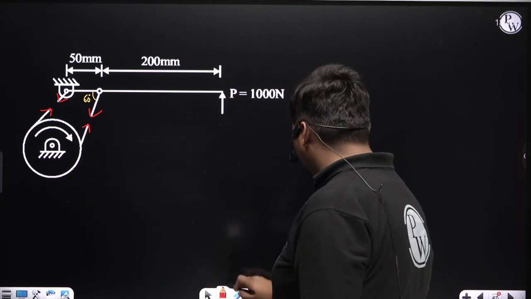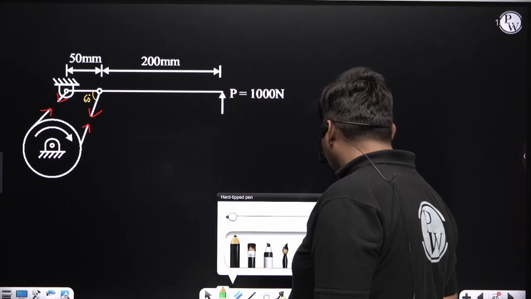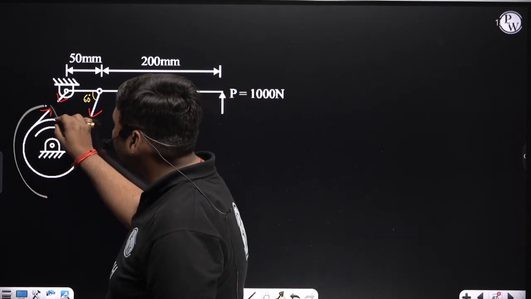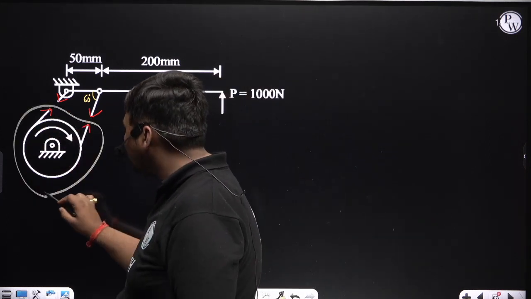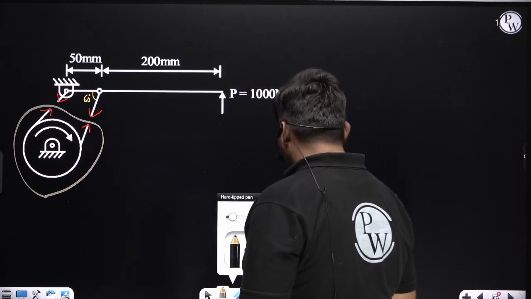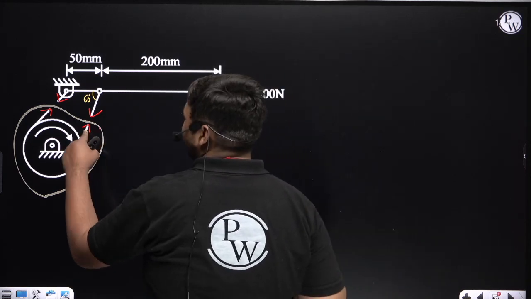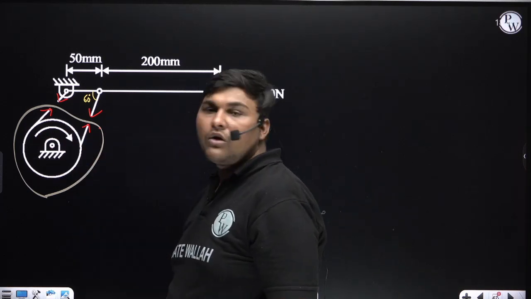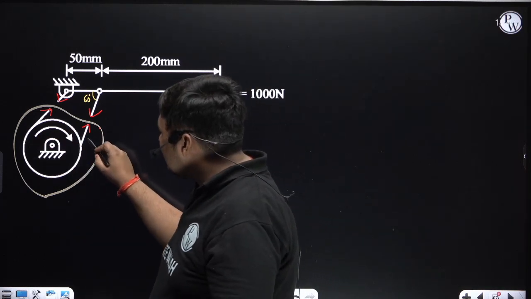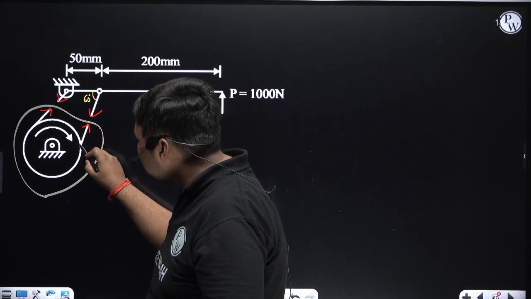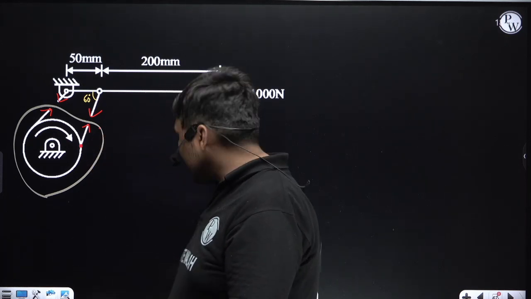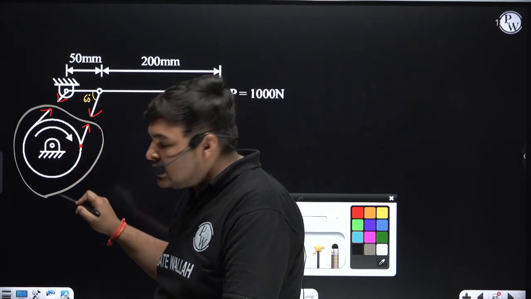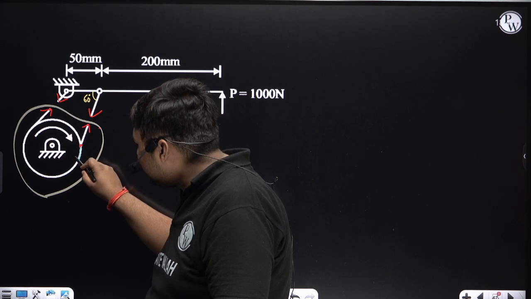Now we need to find which side of this band will be the tight side and which side will be the slack side. For that, to find which side is tight or slack, we use this FBD. Now in this FBD, suppose first I am doing the analysis for this side. I am finding whether this side is the tight side or slack side. How to find? The drum is rotating clockwise. See, this side of the band is attached with the drum at this location. So see the direction of velocity at this location. The drum is rotating clockwise, so the direction of velocity of this point will be this.